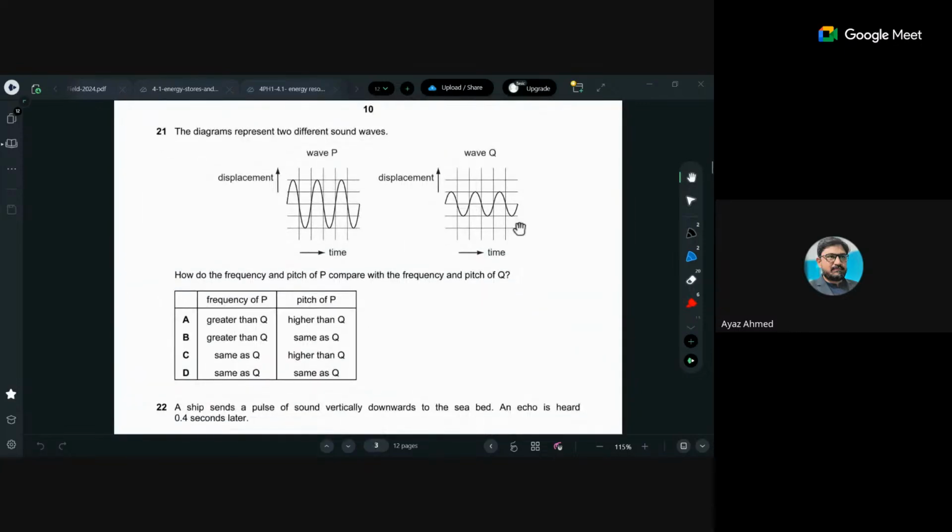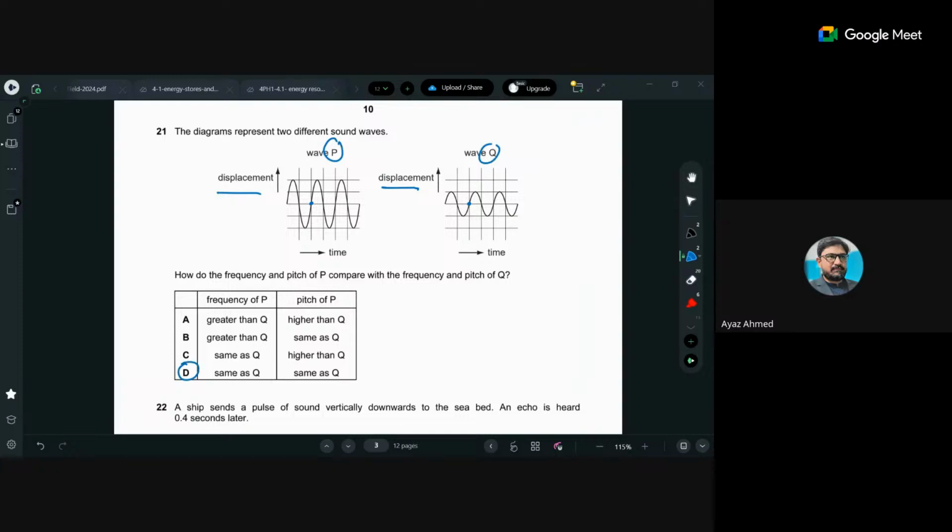This question's diagram represents two different sound waves, with displacement on the y-axis and time on the x-axis. How do the frequency and pitch of P compare with those of Q? P is this one, and Q is this one. Because one wave is completed in the same time in both traces, both have the same frequency and the same pitch.